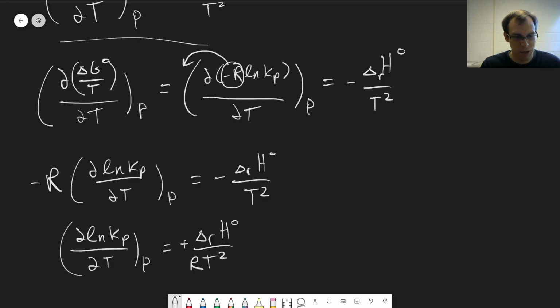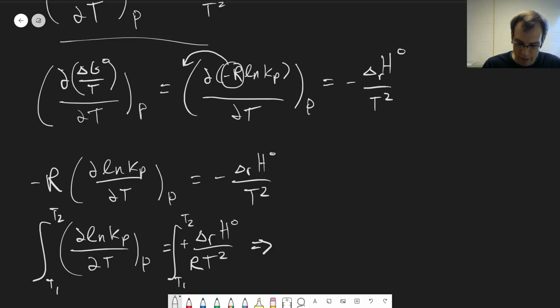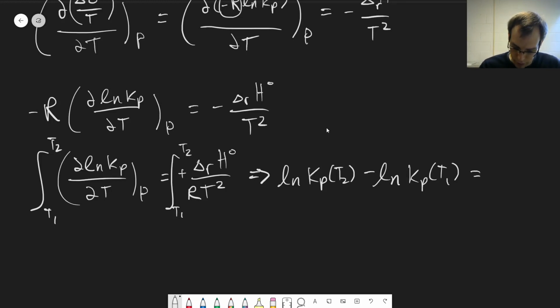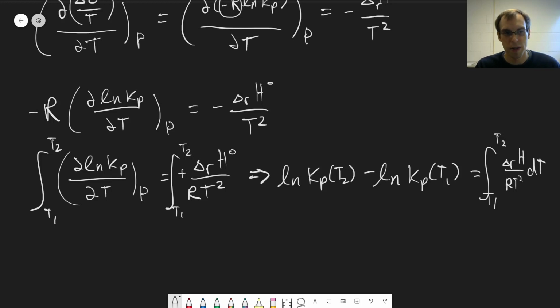Often we like to integrate this, so let's integrate between two temperatures. If we do a definite integral from T1 to T2 on both sides, we will get the natural log of Kp at temperature 2 minus the natural log of Kp at temperature 1 is equal to the integral from T1 to T2 of ΔH naught over R T squared dT. And if we assume that ΔH is constant over the temperature range that we're considering, much like we did for the Clausius-Clapeyron equation, we can get an expression that looks like this.